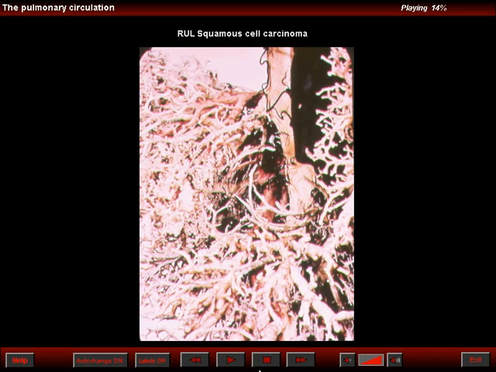This is a case with a carcinoma of the right upper lobe, and note that there are dark vessels that represent the hypervascularity of a squamous cell carcinoma. A close-up of the cancer shows the cavitary lesion in white and the neovascularity at the expense of the bronchial arteries in a dark blue vessel, the neovascularity of a squamous cell carcinoma of the lung.